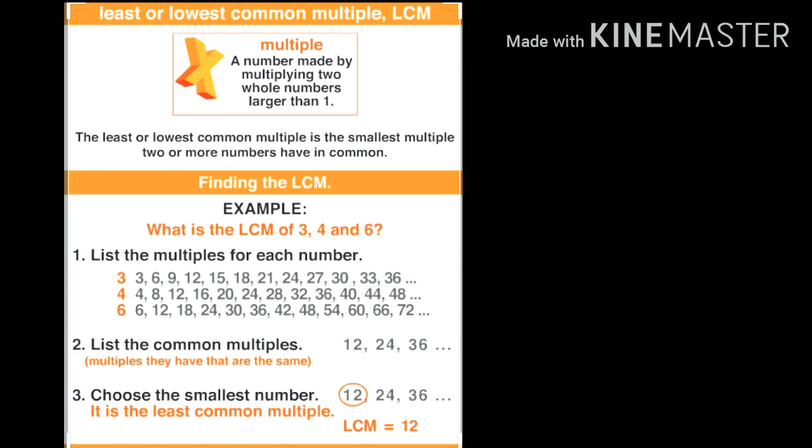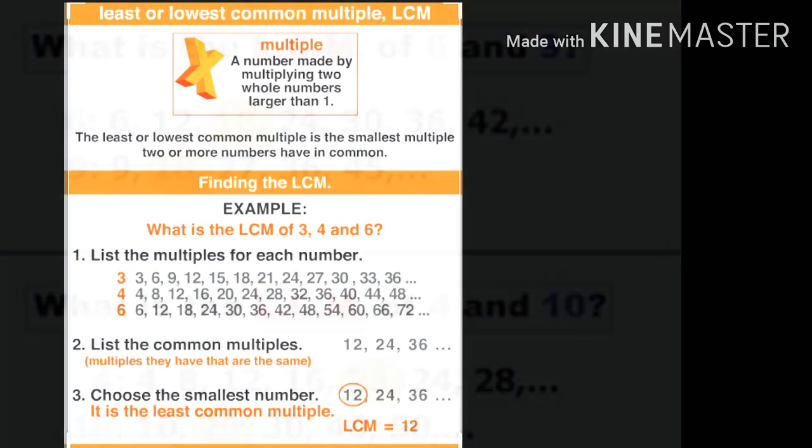Second is the least of the common multiples. What are the common multiples in this list? They are 12, 24 and 36. Now what is the smallest, the lowest multiple? Of course it is 12. So LCM of 3, 4 and 6 is 12.